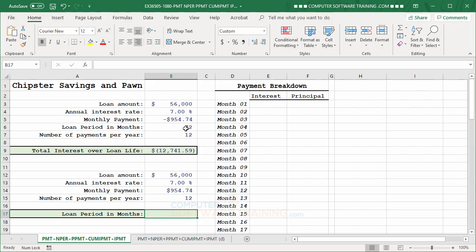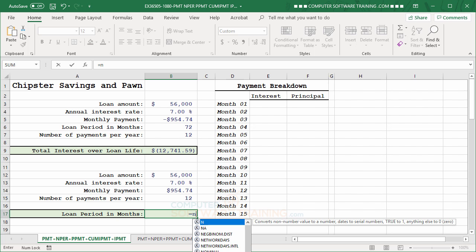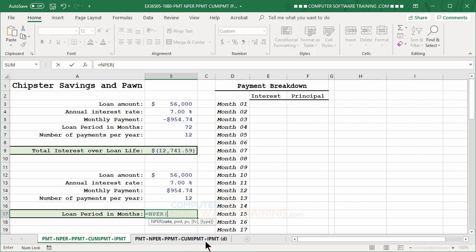It was 72. I'm saying forget about even having that. Just pretend like this is all you have. How are we going to figure out what that number is? We're going to use the NPER to figure this out. That's the function. So we're going to do equal NP, and you'll see NPER.